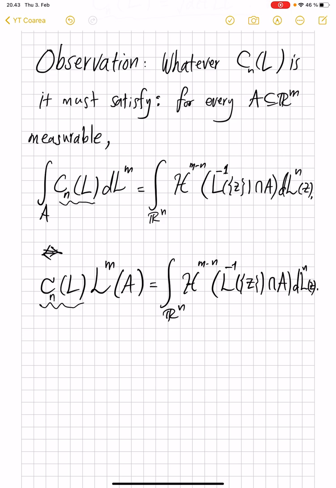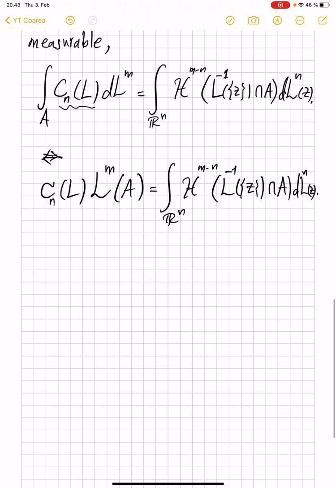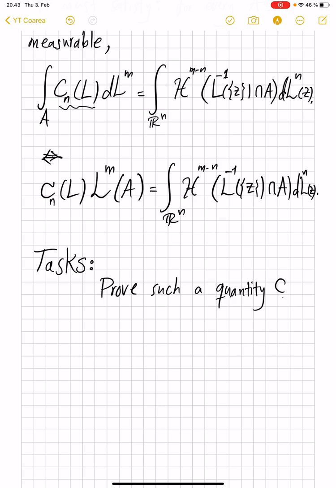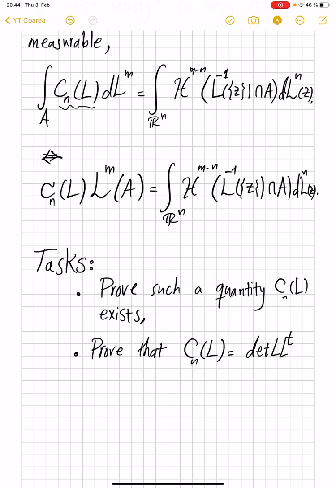At this point, we don't even know if actually this is a well-defined constant. Does there exist such a constant that only depends on L, such that for every measurable A, we have this equality? So our job is to prove such a quantity C_{n,L} exists. We know if it exists, it's unique, so we won't discuss that part. And then prove that indeed C_{n,L} is none other than the square root of the determinant of L L transpose. So task 1, task 2.